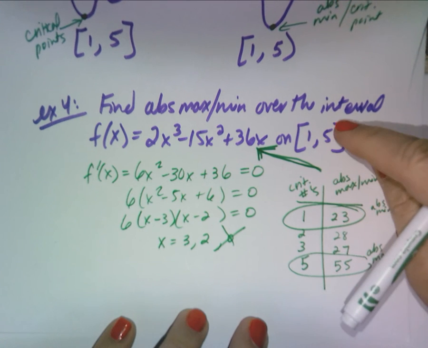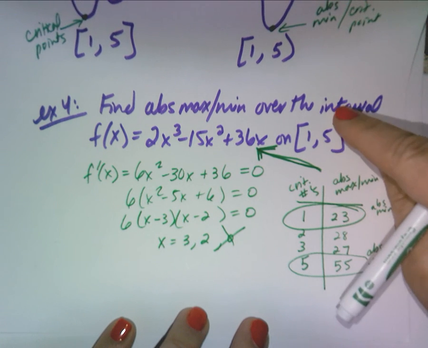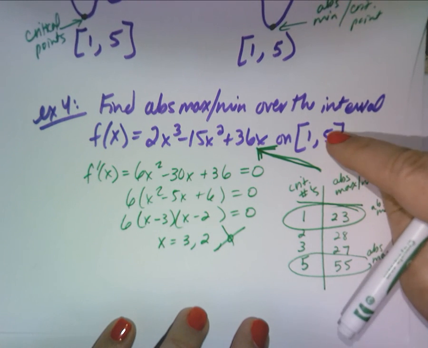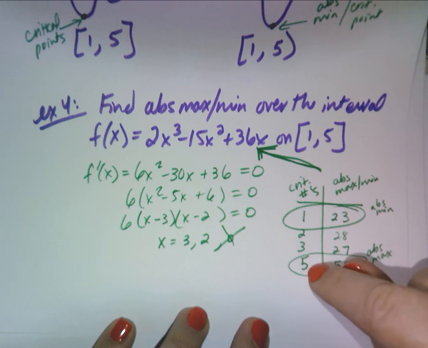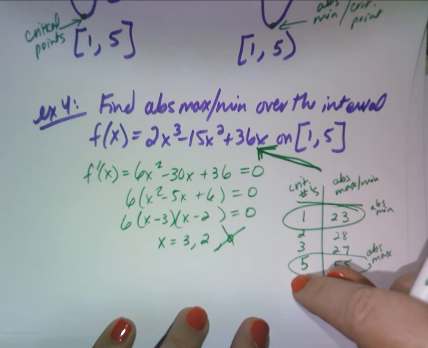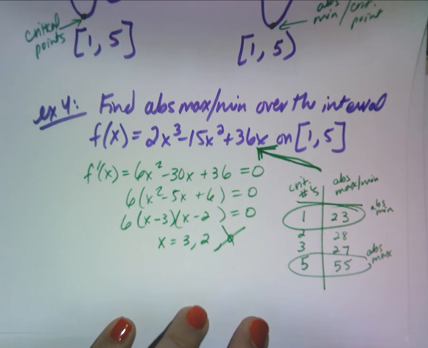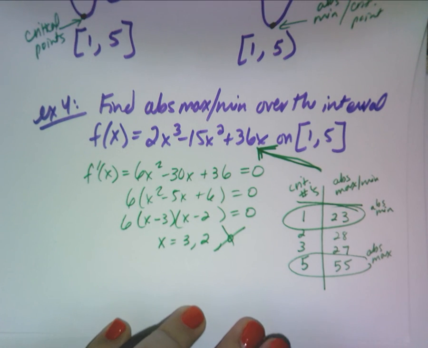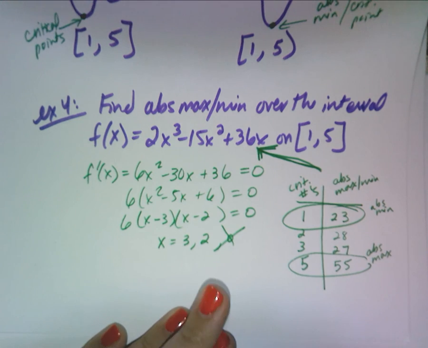If this was an open interval right here, by the way, just so you know, if it had 5, you would not put 5 here. Why? It's not including 5. And so we can't find an absolute max there. It's like 4.99999. I could go higher than your 4.9. I could go higher than your 4.99. So there's no max there. I think this kind of makes sense.